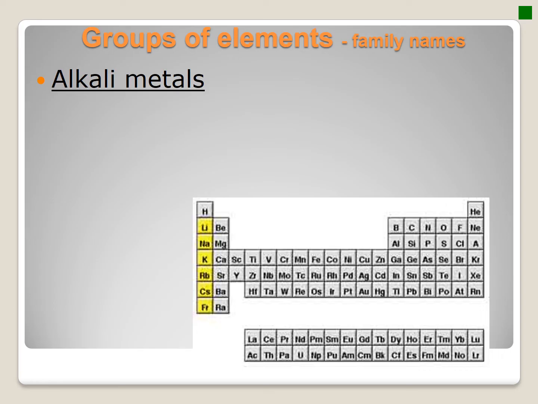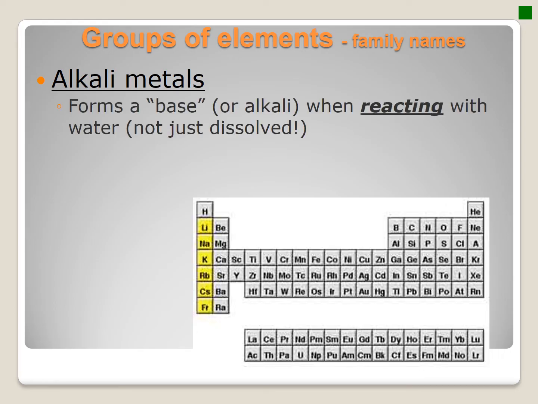Remember, families or groups are the columns. The first column I'm going to talk about are your alkali metals. The word alkali comes from the word base. And what happens is when these elements in this first column, not including hydrogen, react with water, they actually form a solution that is basic in nature, which we'll be talking about more come the end of the year.